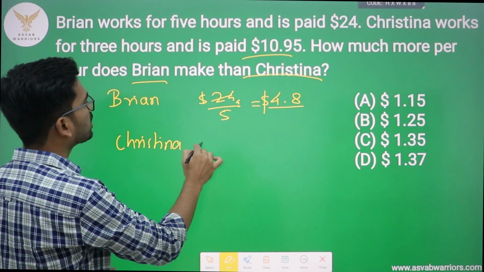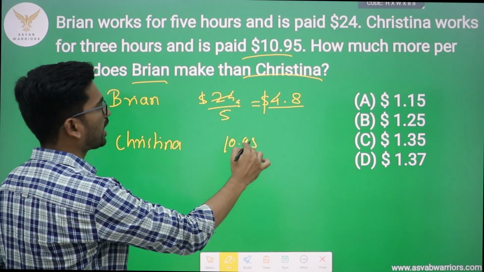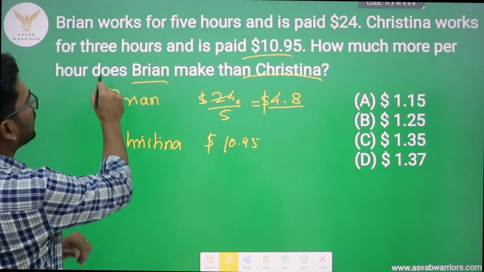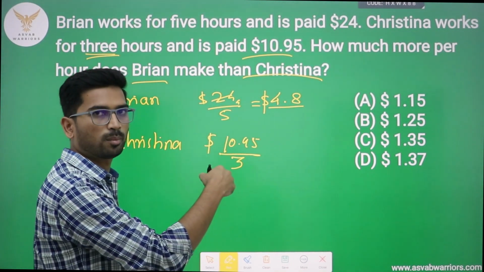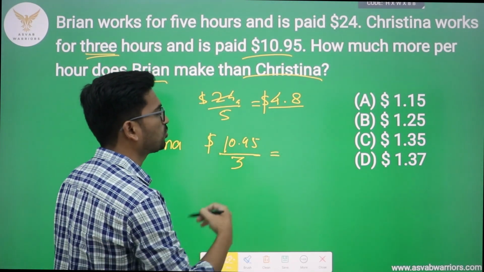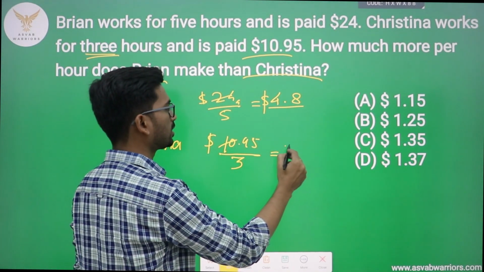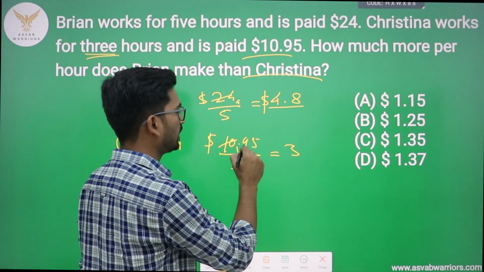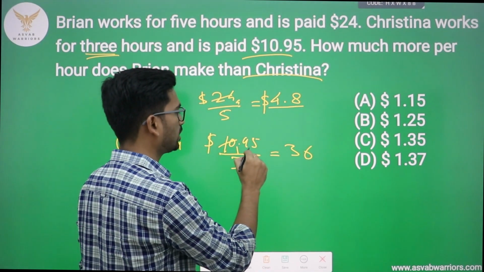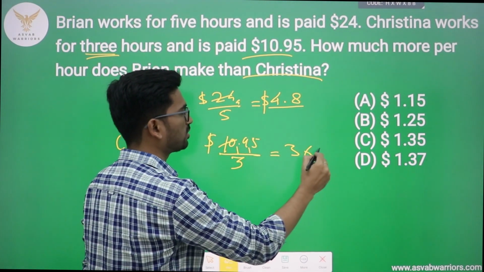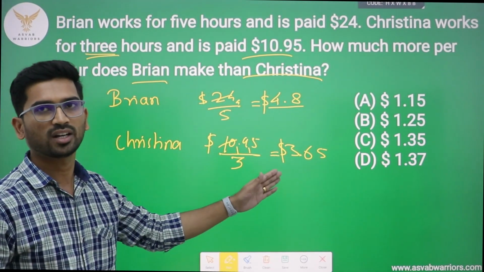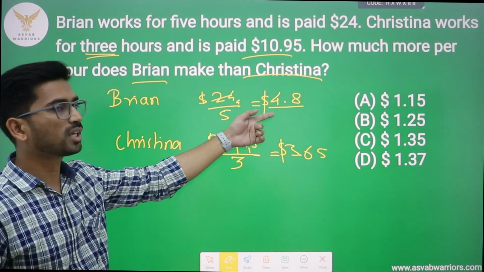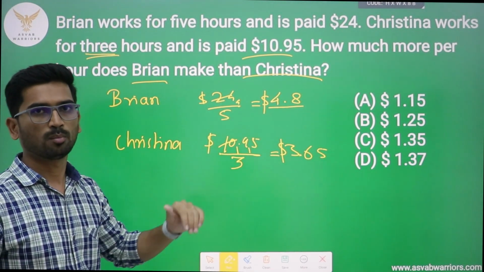In total, Christina is making $10.95 and she is working for 3 hours, right? So per hour she is making 10.95 divided by 3. How much will it be? 3 3s are 9, balance 1. 3 6s are 18, balance 1. 3 5s are 15. So Christina is making $3.65 per hour and Brian is making $4.8 per hour.